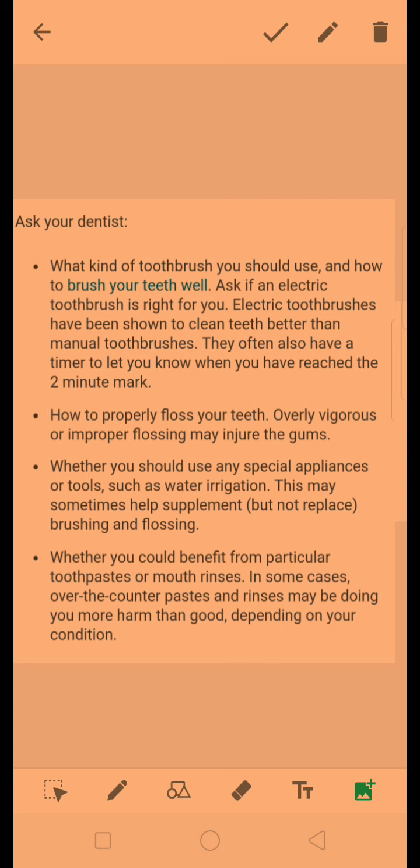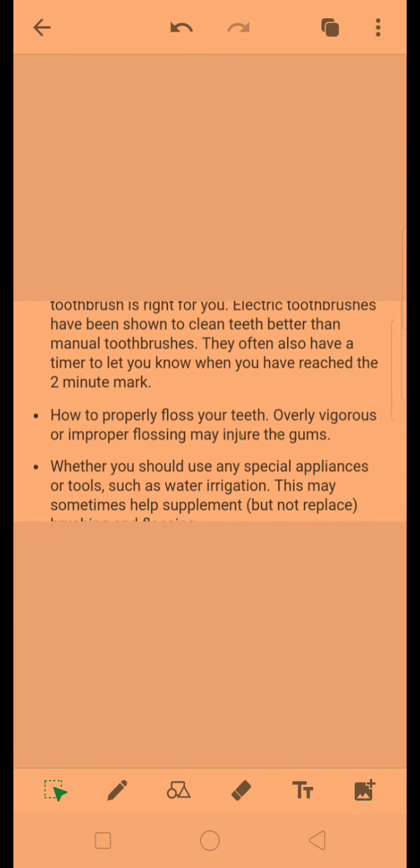Overly vigorous or improper flossing may injure the gums. Ask whether you should use any special appliances or tools such as water irrigation. This may sometimes help supplement brushing and flossing. Then last but not the least, whether you could benefit from particular toothpaste or mouth rinses. In some cases, over-the-counter pastes and rinses may be doing you more harm than good depending on your condition. So you should always ask your dentist what kind of toothbrush to use, how to brush the teeth, and if there is any need of using some special appliances.